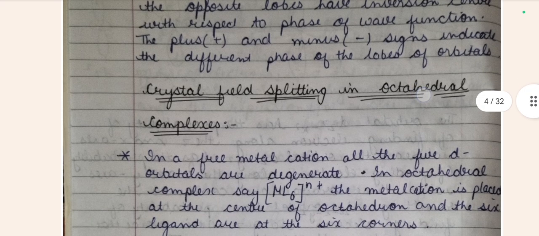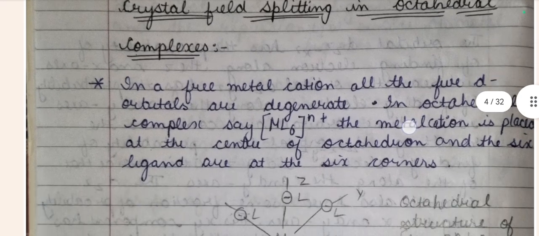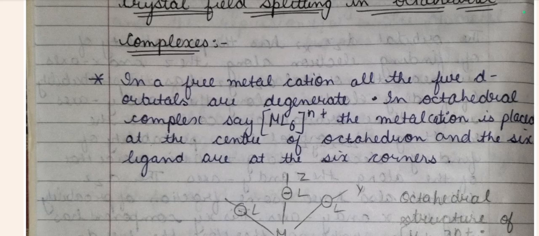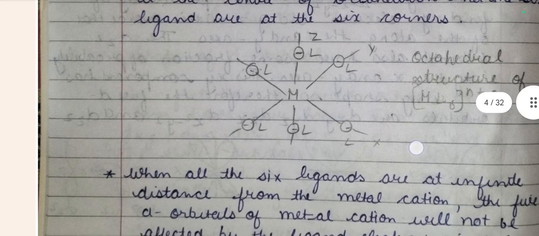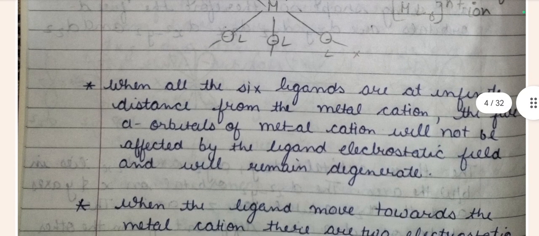Crystal field splitting in octahedral complexes. In a metal cation, all the five d orbitals are degenerate. In octahedral complexes, say [MLx]^n+, the metal cation is present at the center of the octahedron and the six ligands are at the six corners. When the six ligands are at infinite distance from the metal cation, the five d orbitals of the metal cation will not be affected by the ligand electrostatic field and will remain degenerate.